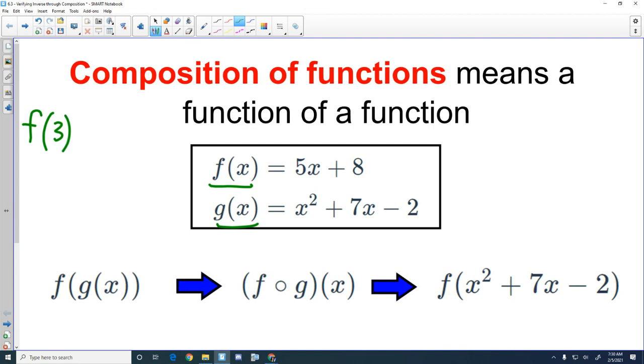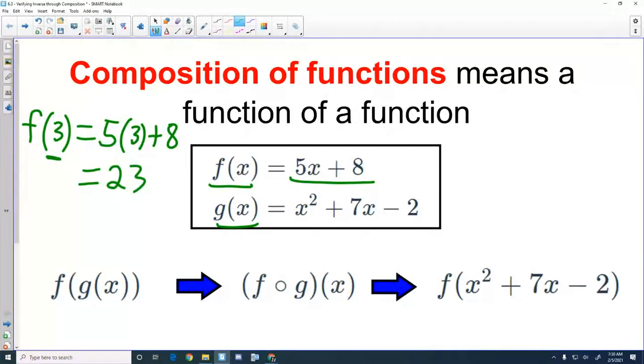By putting the 3 in parentheses, what that means is I'm going to plug in a 3 for x in my function. So when I write this part out, instead of writing 5x plus 8, I'm saying this 3 is going to be the x. So I'd write 5 times 3 plus 8. And I can evaluate that function, meaning figure out what number it equals. 5 times 3 is 15, plus 8, we get 23. So f of 3 is 23.